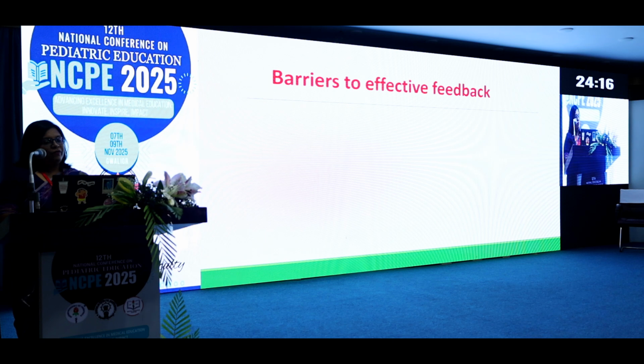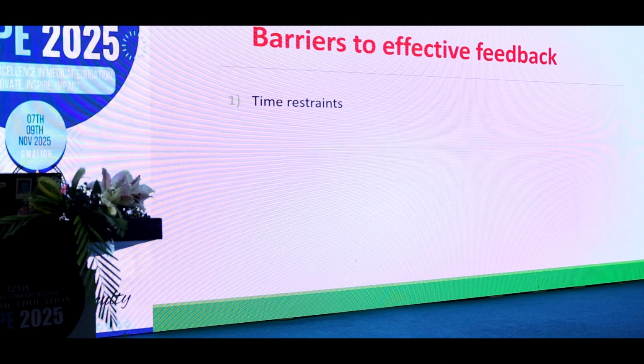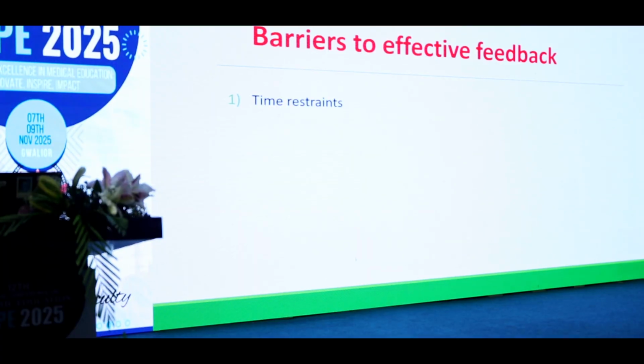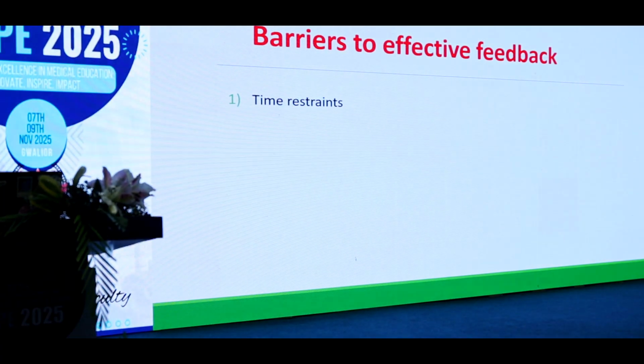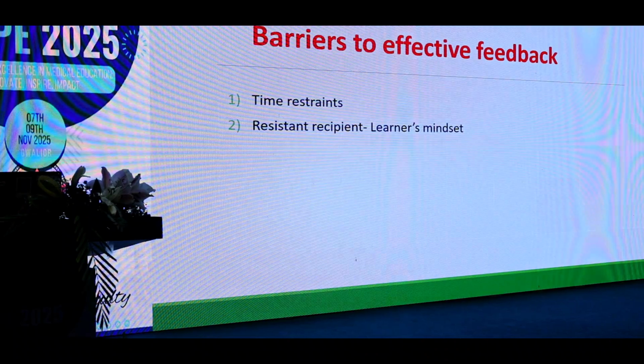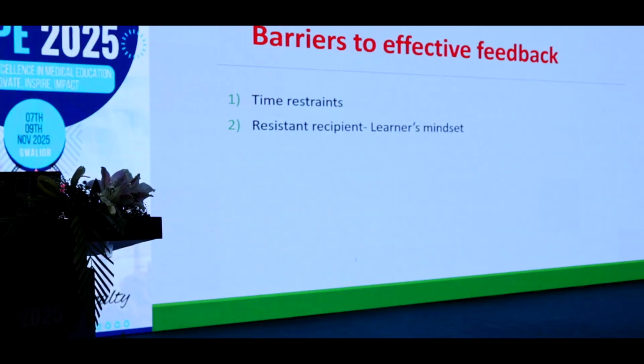So what are the barriers to effective feedback? We know that we have to deliver effective feedback, but there are various barriers. First and the most important are the time restraints. In clinical practice, we know that we have a time crunch everywhere, especially in surgical branches, when we are performing some kind of surgery, and the learner is alongside us and we are trying to teach him something. Second important barrier is resistant recipients. The recipients who have a fixed mindset are going to take any kind of feedback as negative feedback, and they may become defensive rather than trying to improve themselves.